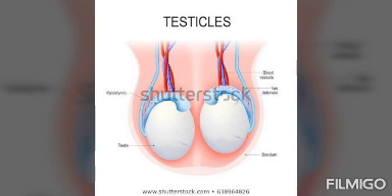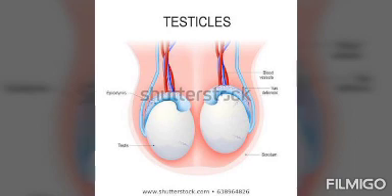In this video you will learn about testes. Testes are the primary male sex organs. They are a pair of ovoid bodies lying in the scrotum. So what is the first point? Testes are the primary male sex organs. You should remember, in the male reproductive system, which is the primary sex organ? Testes.